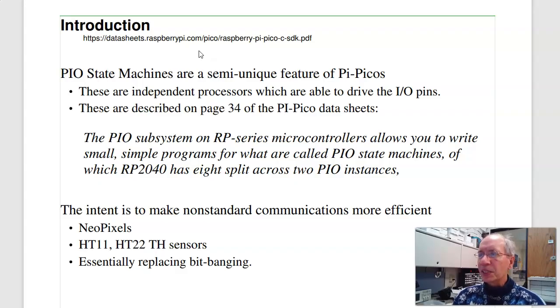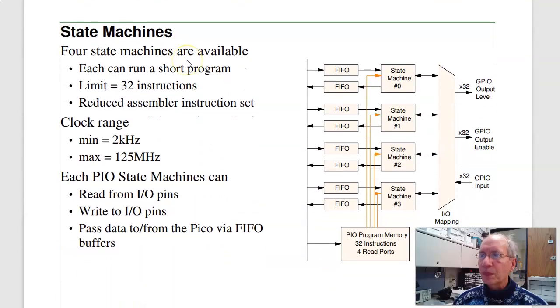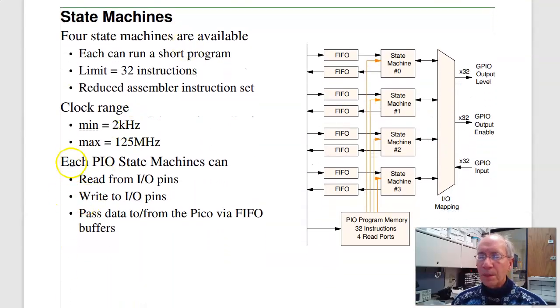The intent is to make non-standard communication more efficient. So I'm not tying up the processor for bit banging. I can have all these separate PIO state machines handle the bit banging. Examples would be like the NeoPixels, the HT11, HT22 temperature humidity sensors, or pretty much anything else that has a non-standard interface, something other than SPI, I2C, and UART. And where we're heading in this lecture is I want to be able to control the NeoPixels, an example of a non-standard I/O device, without tying up the microprocessor using bit banging.